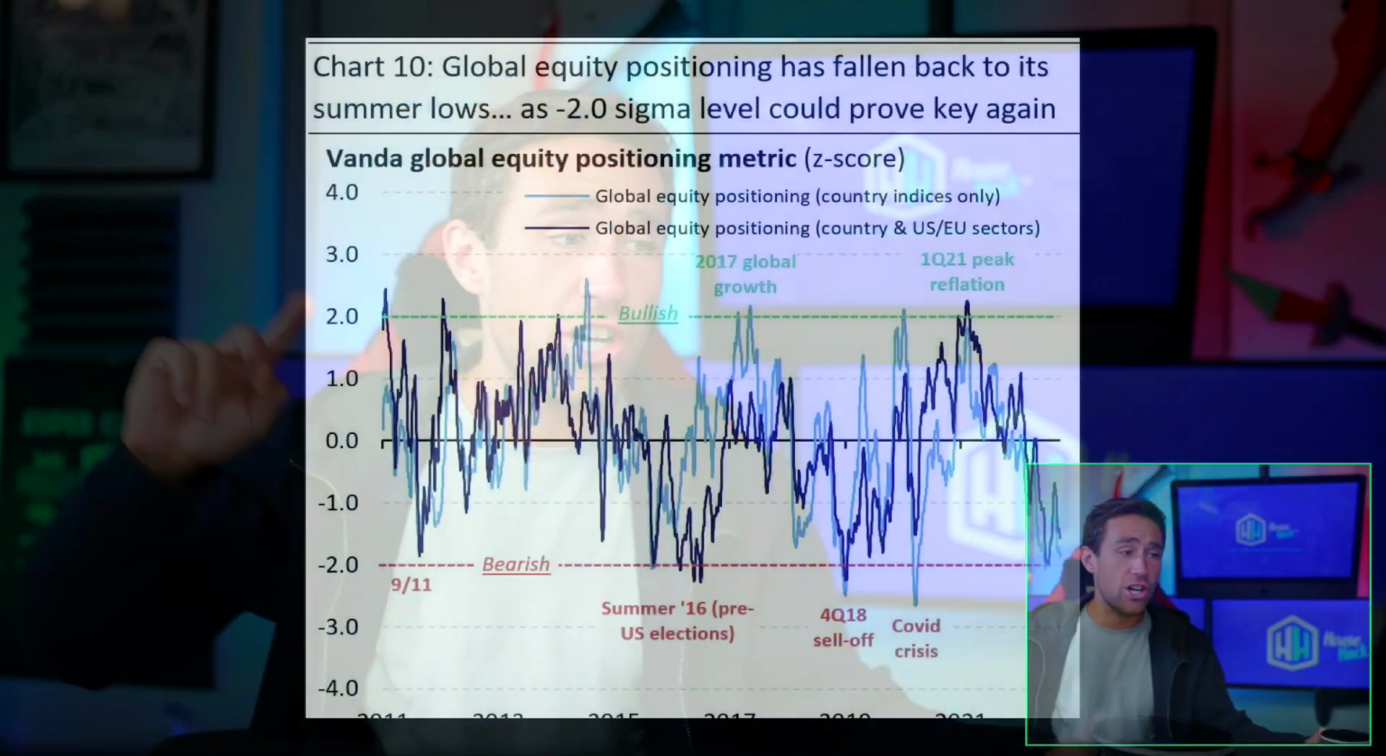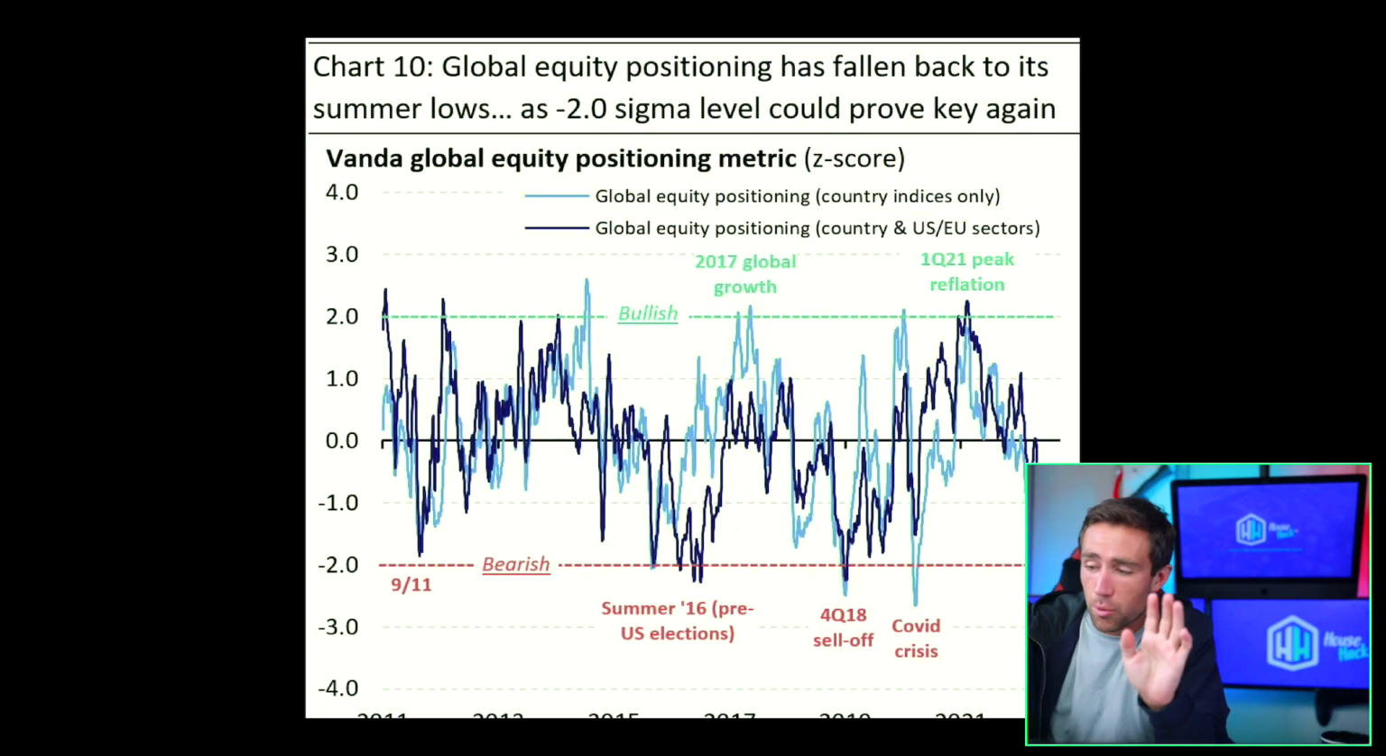Oh man, you're gonna want some anti-venom for this one. Folks, I need you to understand this particular chart right here. This is a very, very, very important one, okay?